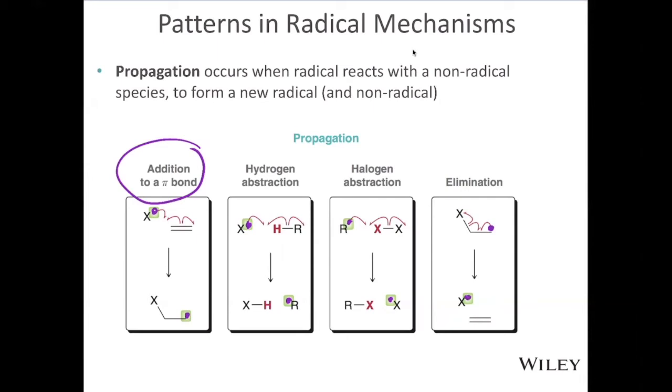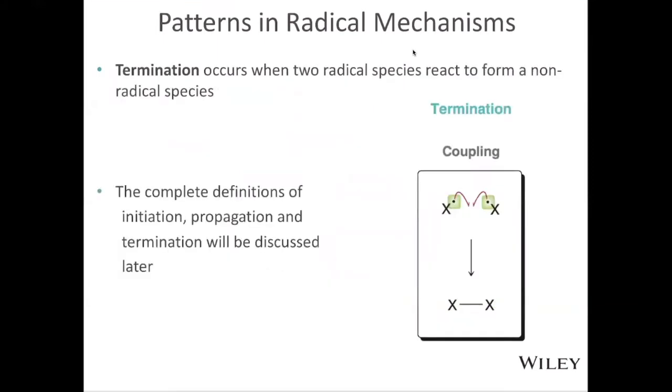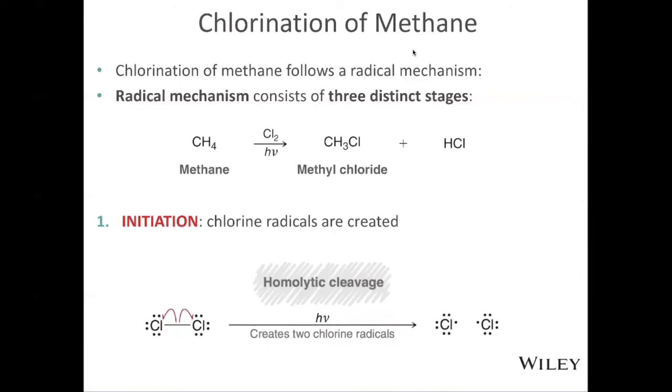And propagation is where we have a radical, we do a reaction, and we still have a radical, which differs from the last step, which is called termination. Termination is where we have 2 radical species that come together and quench that radical reaction. So we pull those together, we make a sigma bond, and we do not continue the radical reaction. This is now quenched.